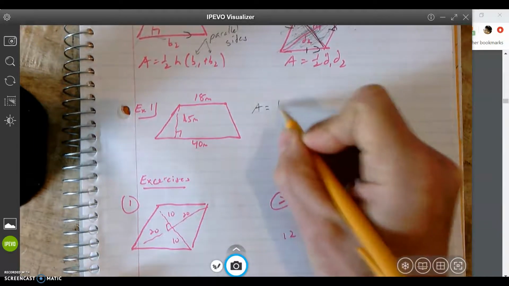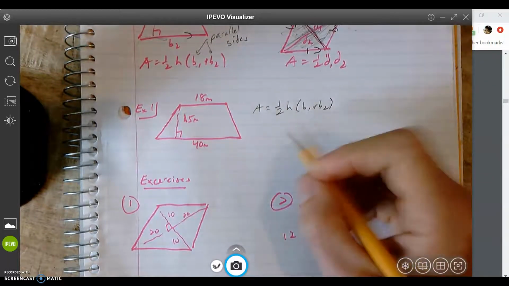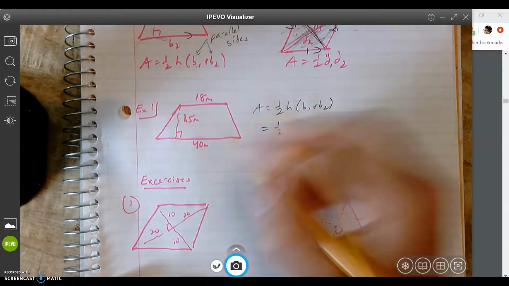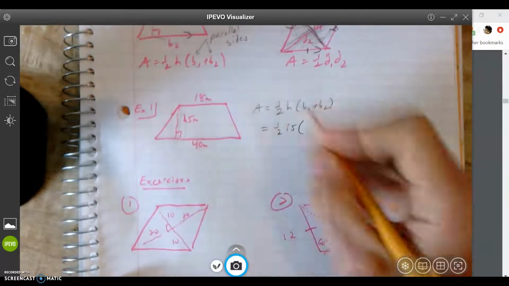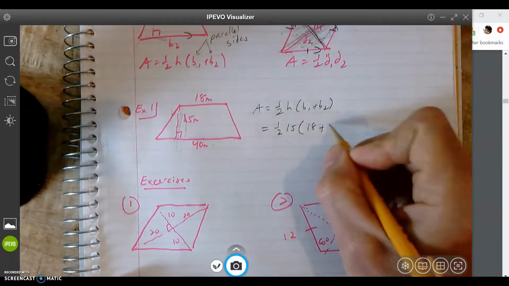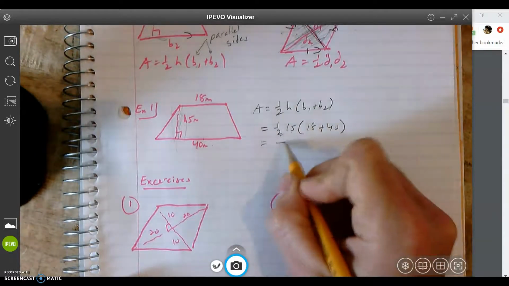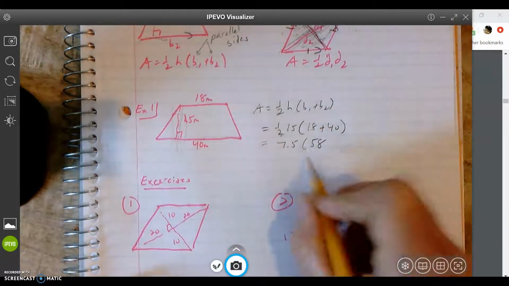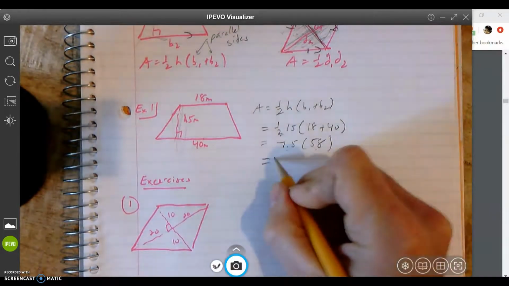Let's see. Area equals 1/2 times the height times base 1 plus base 2. I always write it over and over again because that helps me memorize it, so I don't have to look at it again. Equals 1/2 times the height. Which one's the height? Yeah, that's 15. And then the bases are the parallel sides, so that would be 18 plus 40. So half of 15 is 7.5. 18 plus 40 is 58. 7.5 times 58 is 435.